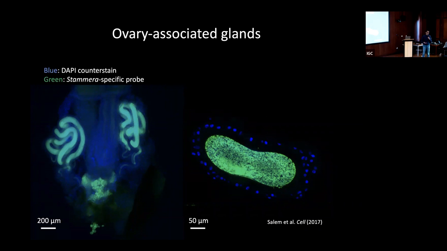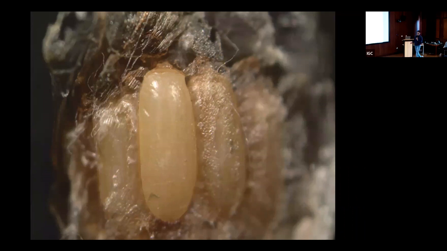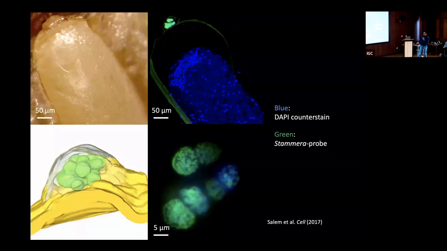My lab cares quite a bit about symbiont transmission, just because it's really the first step towards manipulating and dissecting a symbiosis. And transmission in this system is quite unique relative to other beetle systems, in the sense that when egg clutches are laid, each individual egg is deposited with a single caplet at the anterior pole. And if we take a closer look at these caplets, you find that they're populated with sphere-like structures.